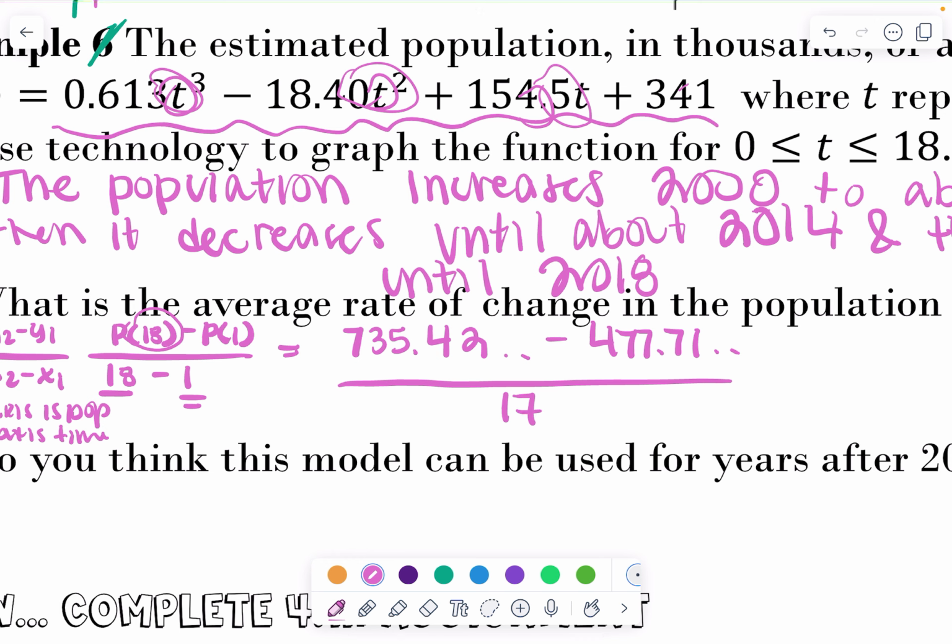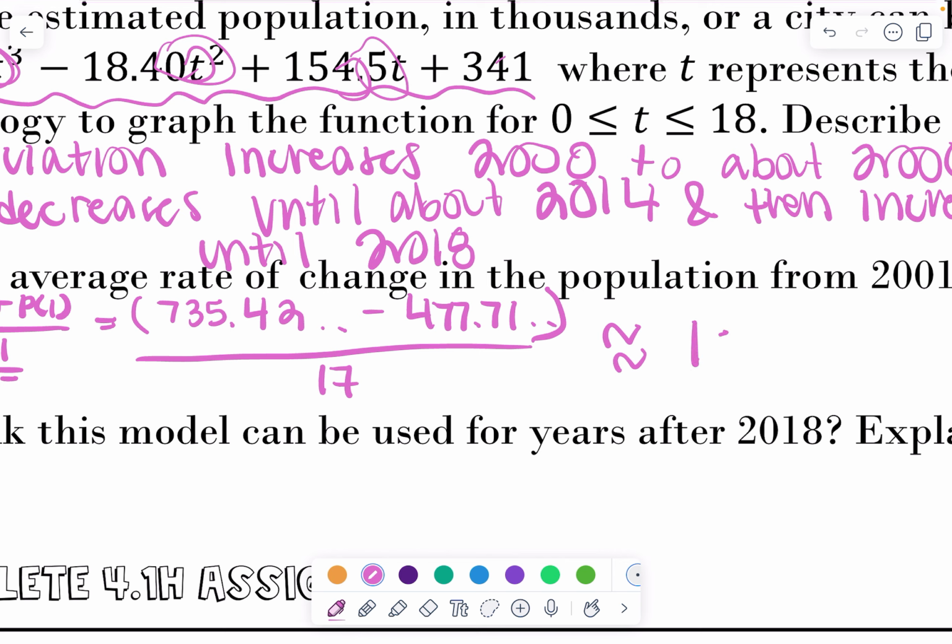So using my graphing calculator, using the fraction button. If you don't use the fraction button, don't forget to put these in parentheses. Oh no, I erased a number. That was 7. If I use just the division button, remember to put these in parentheses first and then divide off the 17. And you should approximately get 15. And this is talking about 15,000 people per year, because this is the rate of change.